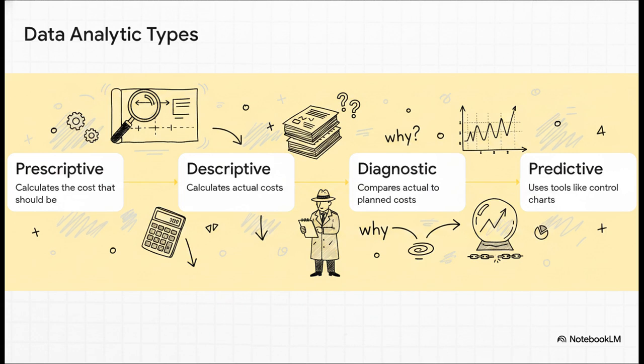Third, and honestly this is where the real detective work happens, it's diagnostic. By comparing what should have been spent with what was actually spent, we can perform a proper root cause analysis. Like, why do these two numbers look so radically different? And finally, it's predictive. We can use things like control charts and historical tracking to anticipate future performance. This whole framework, it's our ultimate investigative toolkit.